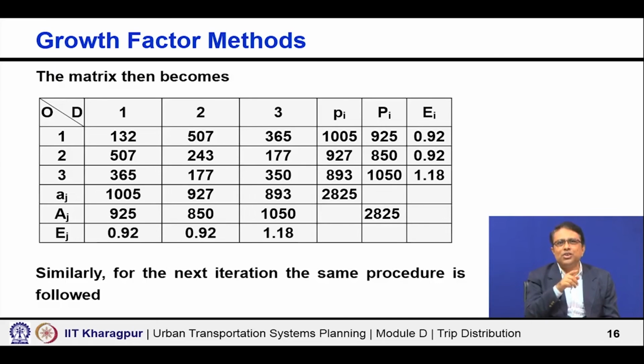Now, assume that this is your starting matrix. That means your 1005, 927, 893 and the internal cells, whatever you get, this whole thing is your starting point, and you want to modify this cell so that for zone 1 you get total production as 925. So, with a growth factor of 0.92. Second case, instead of 927 you want to get 850. So, with a growth factor of 0.92.